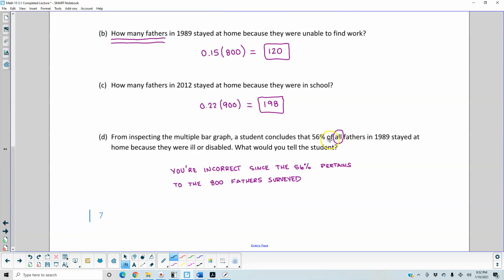Now, if this would have said of the 800 fathers in 1989, then this statement would have been correct.